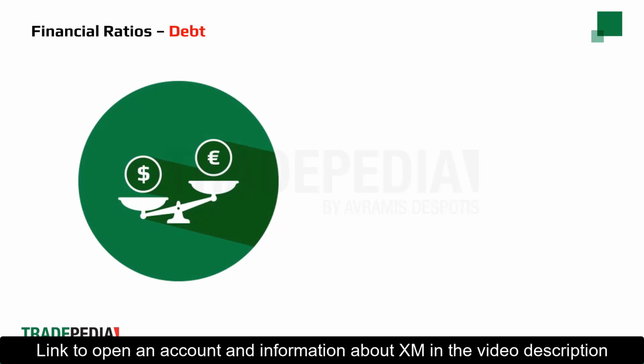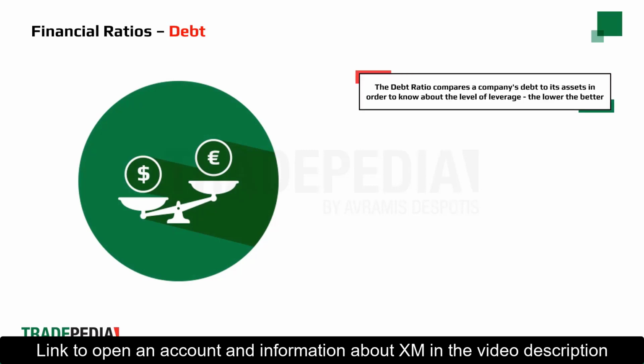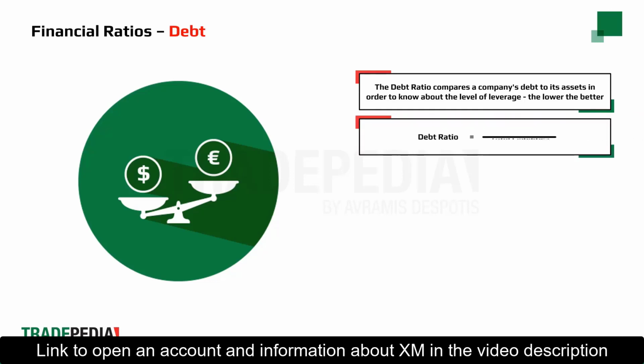Debt is a very important element in the evaluation of a company. The debt ratio compares a company's debt to its assets in order to know about the level of leverage. The lower, the better. The debt ratio is calculated by dividing total liabilities by total assets. Here, lower values reflect better situation for the firm.